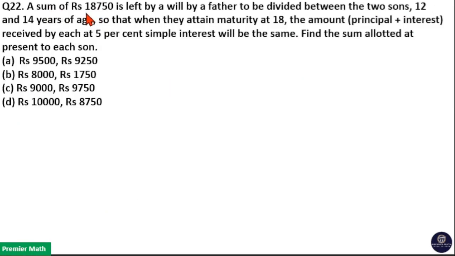A sum of rupees 18,750 is left by a will by a father to be divided between two sons of 12 years and 14 years of age, so that when they attain maturity at 18 years, the amount, that is principal plus interest, received by each at 5% simple interest will be same. Find the sum allotted at present to each son. Here, this sum 18,750 is divided between two sons of age 12 years and 14 years. When they attain the age of 18 years, they will get the same amount.